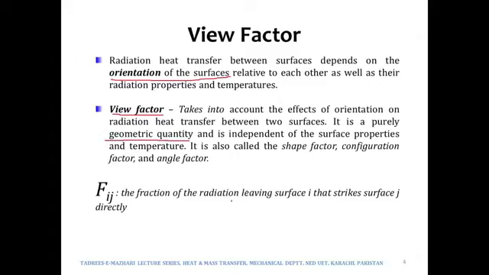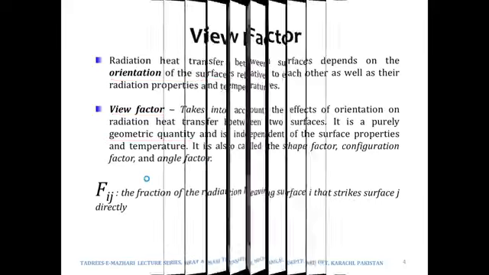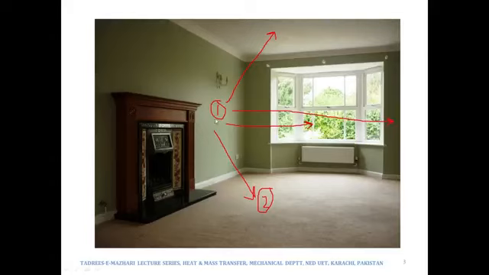Right? So it is denoted by Fij, where Fij would represent the fraction of the radiation leaving surface i that strikes surface j directly. So if we talk about the previous example that we were discussing over here, and if we want to find out radiation heat transfer between surfaces 1 and 2, we would be finding out F12. F12 would mean the fraction of radiation which is leaving surface 1 and is striking surface 2 directly, because that is that portion of radiation which is responsible for radiation heat transfer between the two surfaces. So we need to find that out.